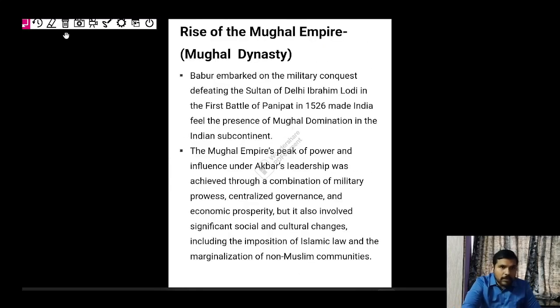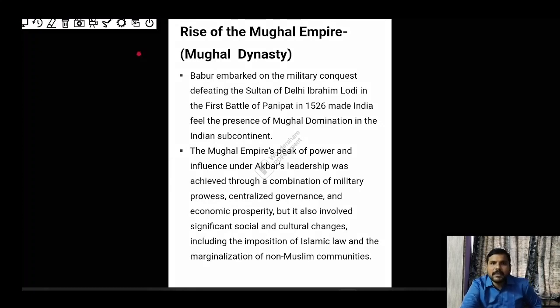So you can see how the rise of the Mughal Empire happened. I've already told you, Babur, during the first Battle of Panipat, 1526. Everybody has to remember this: there are three battles of Panipat, first, second, and third. The first battle is very important because that was where the Mughal dynasty was established. And under Akbar, the Mughal Empire reached its peak.